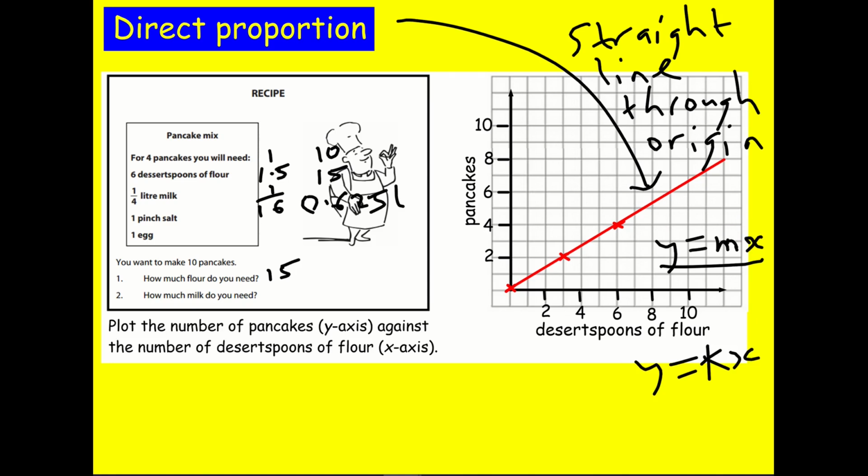And if we were to work out the gradient, we would see actually I'm going along 6, I'm going up 4. So my rise over run is going to be 4 over 6, and in this case it's going to be y equals 2/3 x.